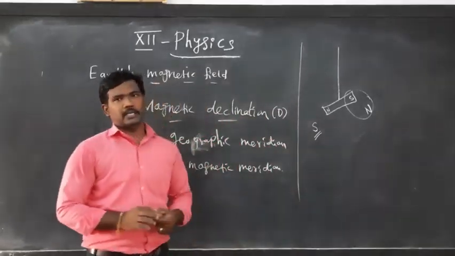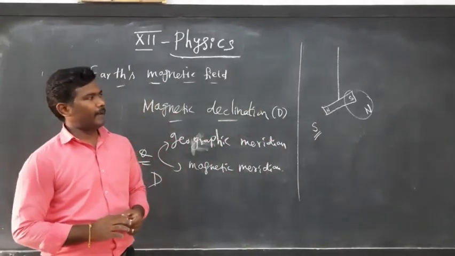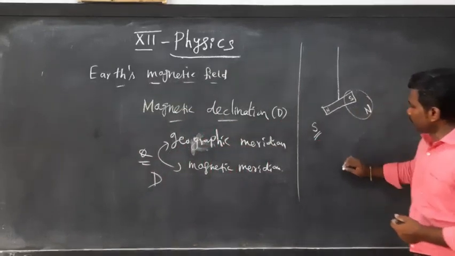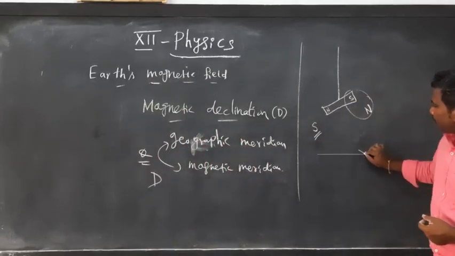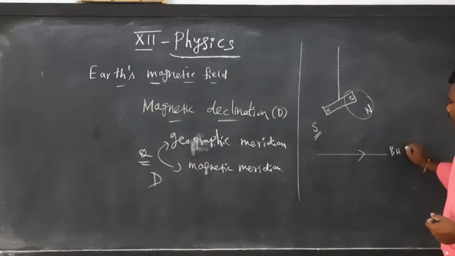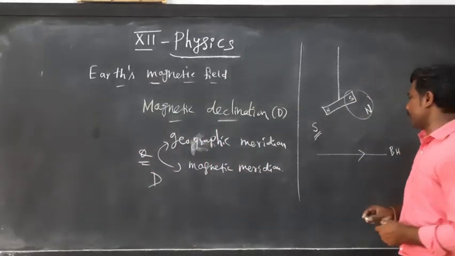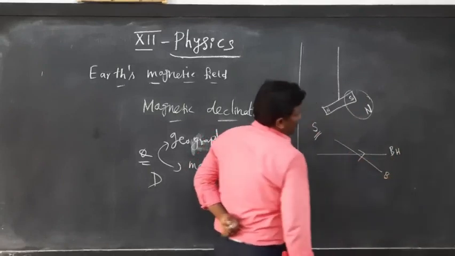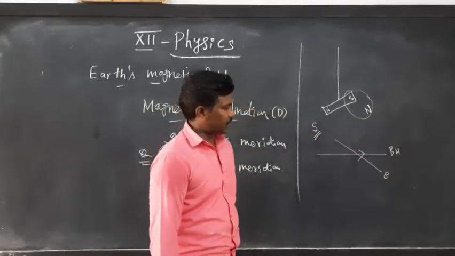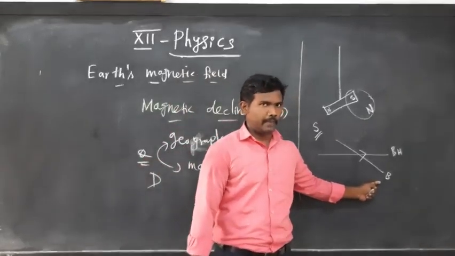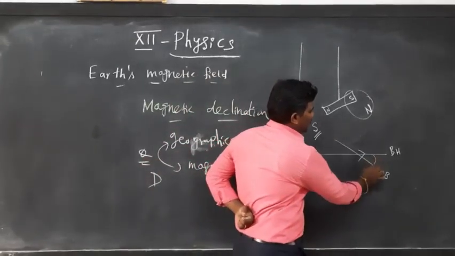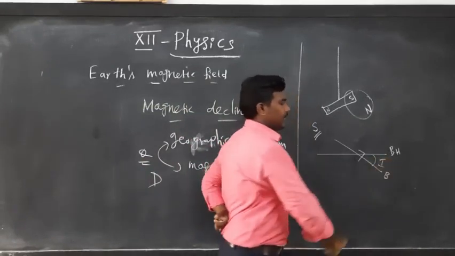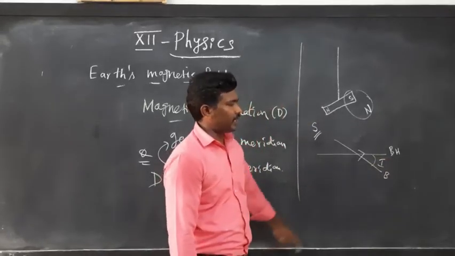And the next question is magnetic inclination. For the statement of magnetic inclination, we are going to draw this diagram. This is with respect to BH, the horizontal component of earth's magnetic field. And if you consider, this is the direction of the net magnetic field, the direction of the total earth magnetic field. So that angle is called the magnetic tip or magnetic inclination.